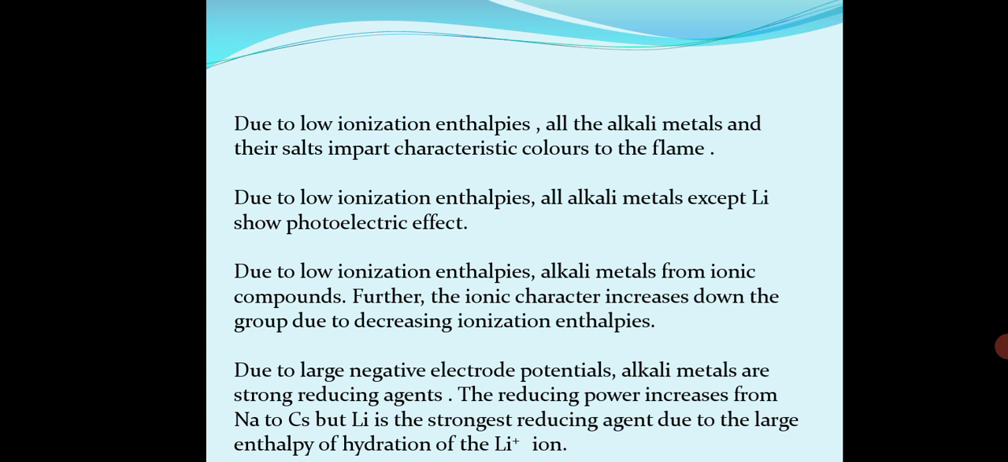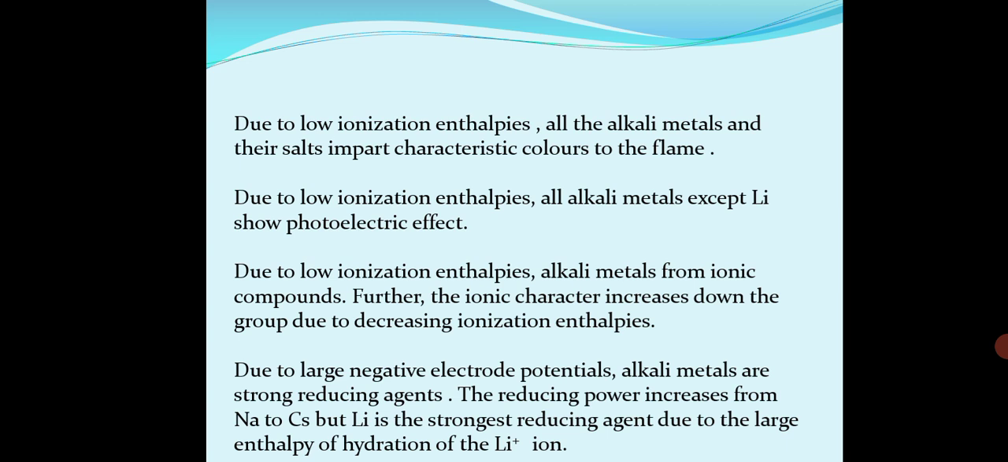Due to low ionization enthalpies, all the alkali metals and their salts impart characteristic color to the flame. Yes, they impart a characteristic color, like lithium gives crimson color, sodium yellow, potassium pale violet, rubidium red violet, cesium blue. Alright, so why does it happen? On heating an alkali metal or its salt, especially chloride, due to its more volatile nature in a flame, the electrons are excited easily to higher energy levels because of absorption of energy.